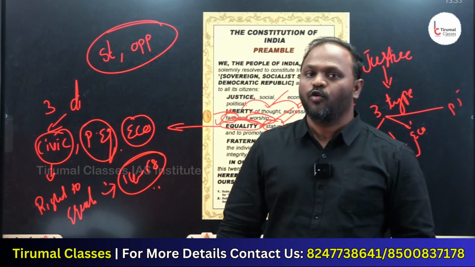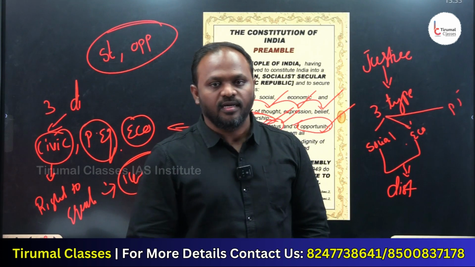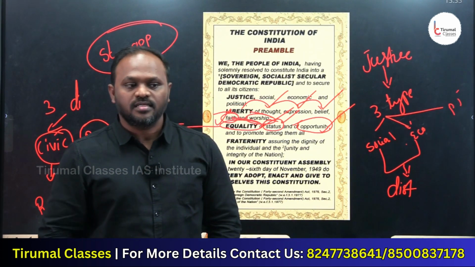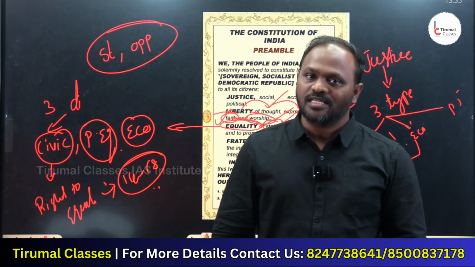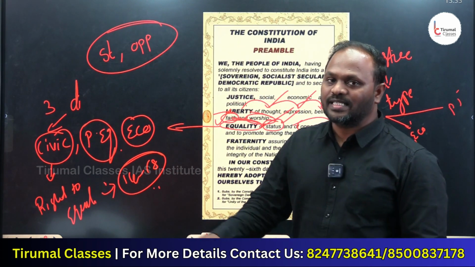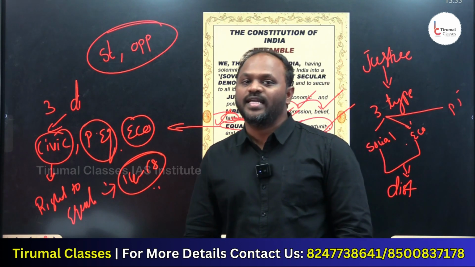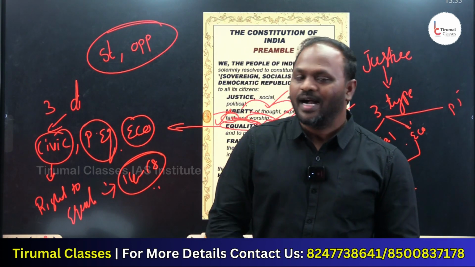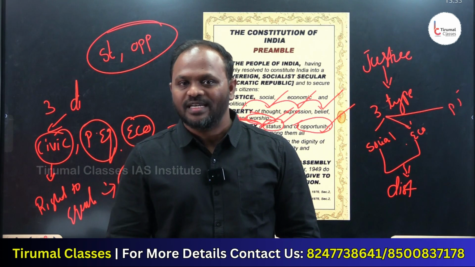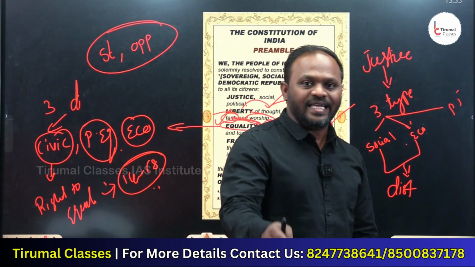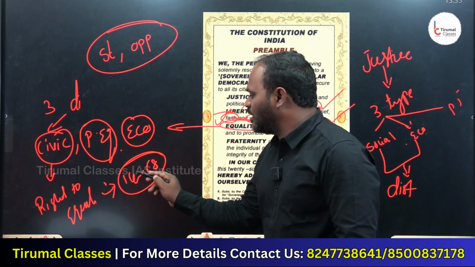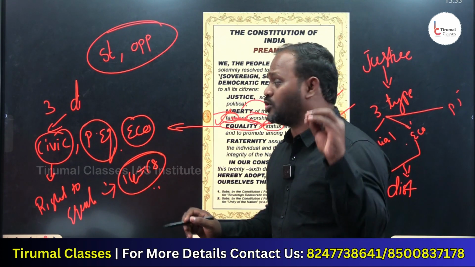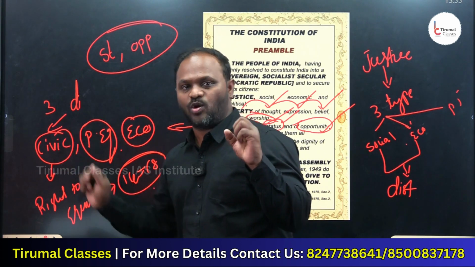For example, Article 14: all are equal before the law. Article 15: no discrimination based on religion, race, caste, sex. Article 16: providing equal opportunities in matters of public employment. Article 17: abolition of untouchability. And Article 18: abolition of titles in any form. All these, Article 14 to Article 18 of the Indian Constitution, talk about civic equality.